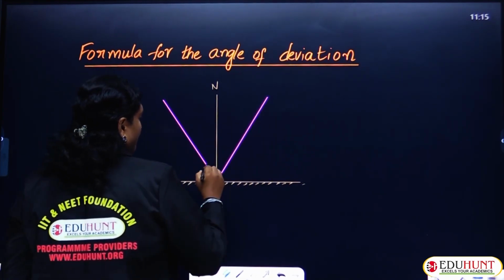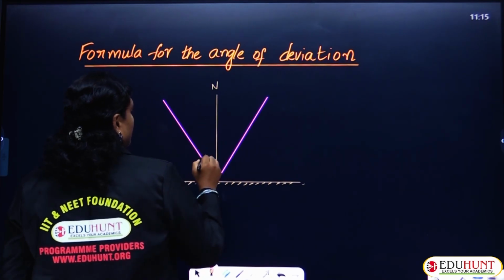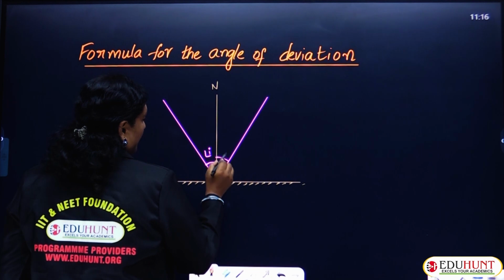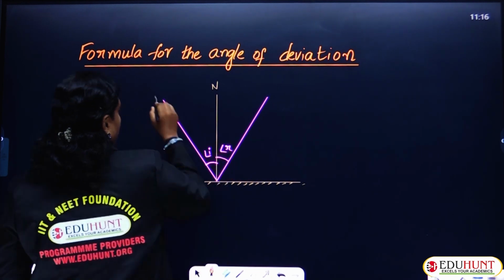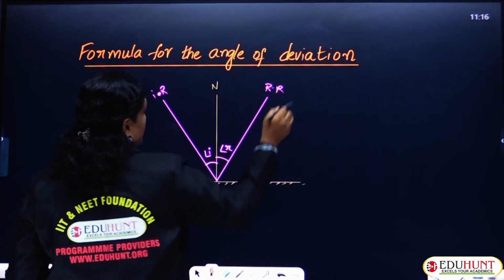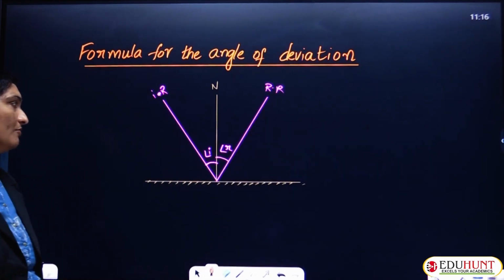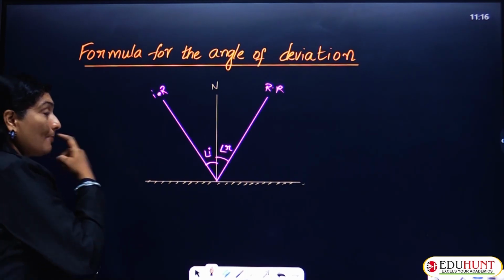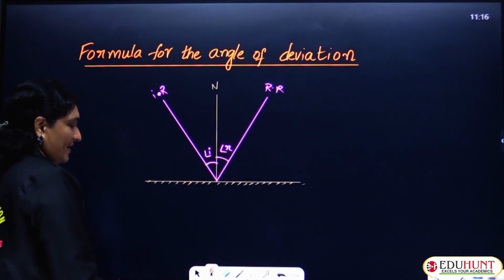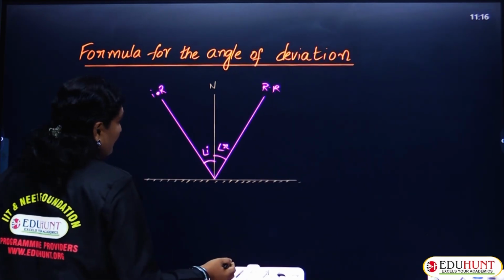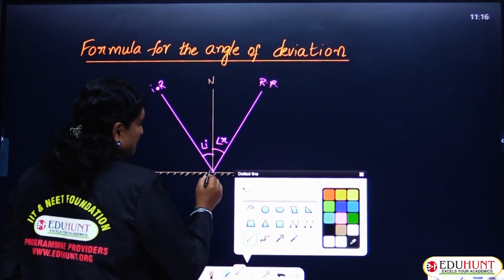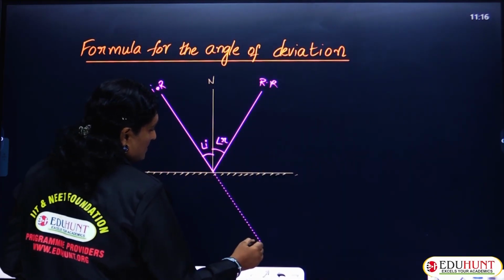The angle made by the incident ray with the normal is called the angle of incidence, whereas the angle made by the reflected ray with the normal drawn to the surface is called the angle of reflection. Suppose the incident ray is not reflected back, then what would have happened? It would have traveled in this particular direction, isn't it?